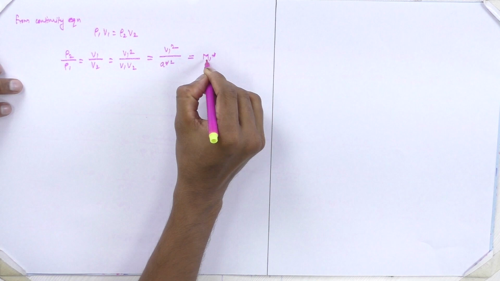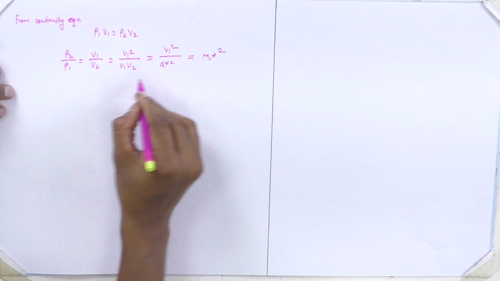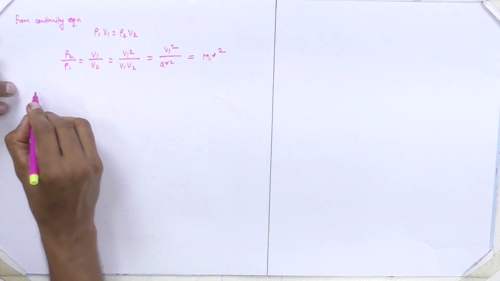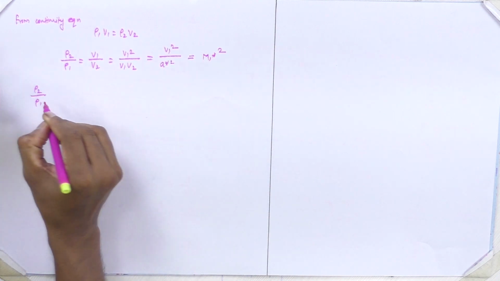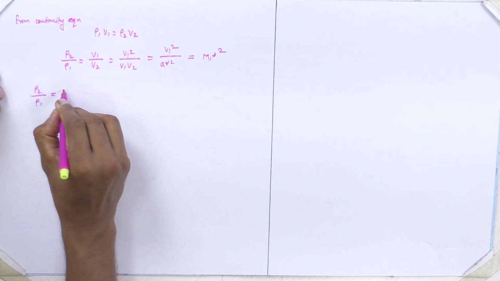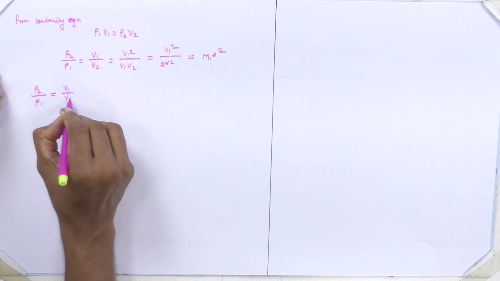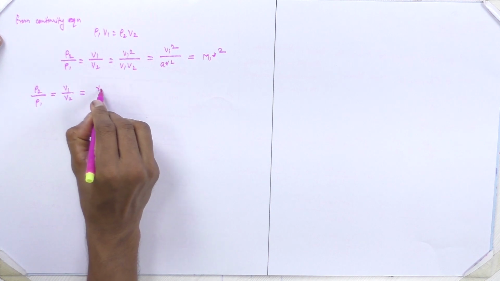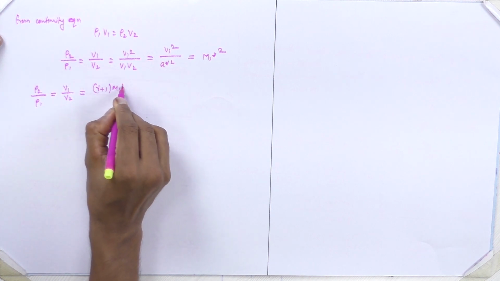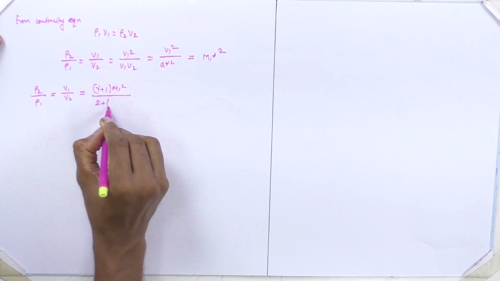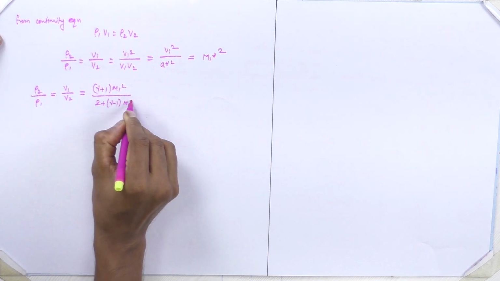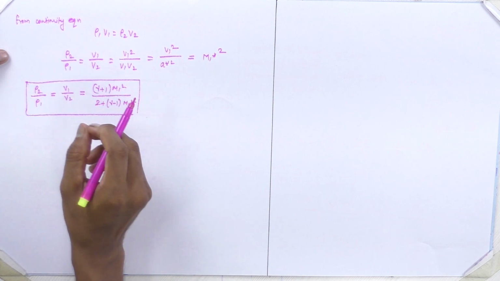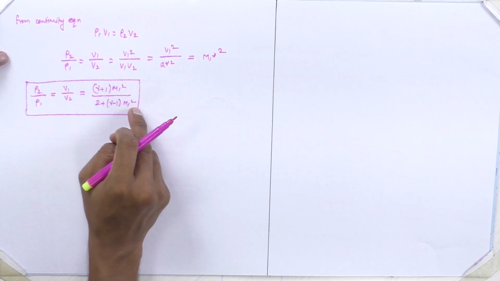So this is equal to M1 star square. We already know M1 star as a function of M1. So rho 2 divided by rho 1, this density ratio, is equal to the reciprocal of this velocity ratio. This is equal to (gamma plus 1) M1 square divided by 2 plus (gamma minus 1) M1 square. So now we have represented the density ratio and velocity ratio as a function of upstream Mach number.